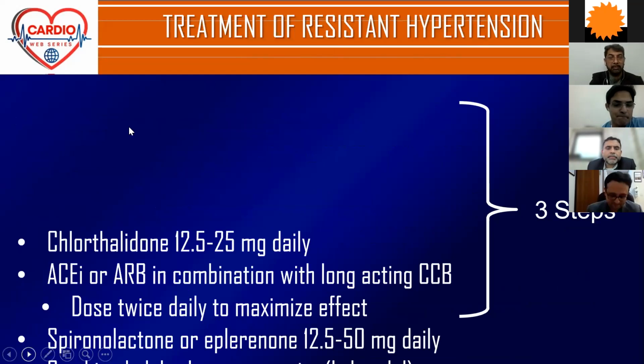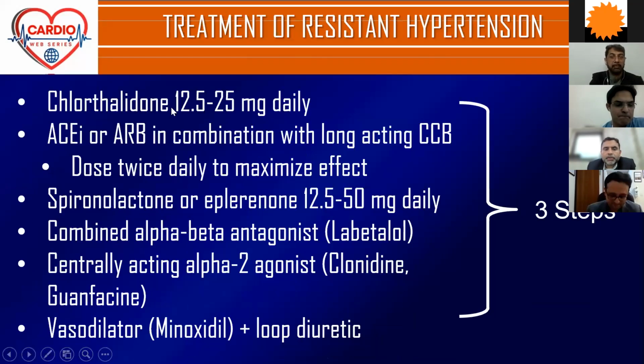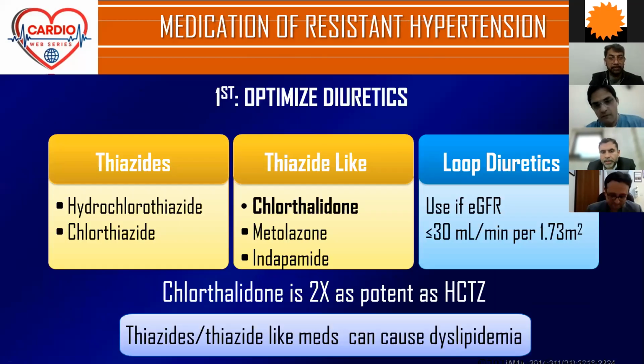So these are the medications that you would consider when you have truly diagnosed somebody with resistant hypertension. That would be chlorthalidone, which is a diuretic. You optimize your ACE-ARB combination with a calcium channel blocker, as Dr. Asaad just told us, and then you add on spironolactone. And if you still have issues, then you can consider a combined alpha-beta blocker, which is labetalol, available in Pakistan, and then a centrally acting alpha-2 agonist, which is clonidine. And finally, if it's an issue, then you can consider minoxidil and a loop diuretic.